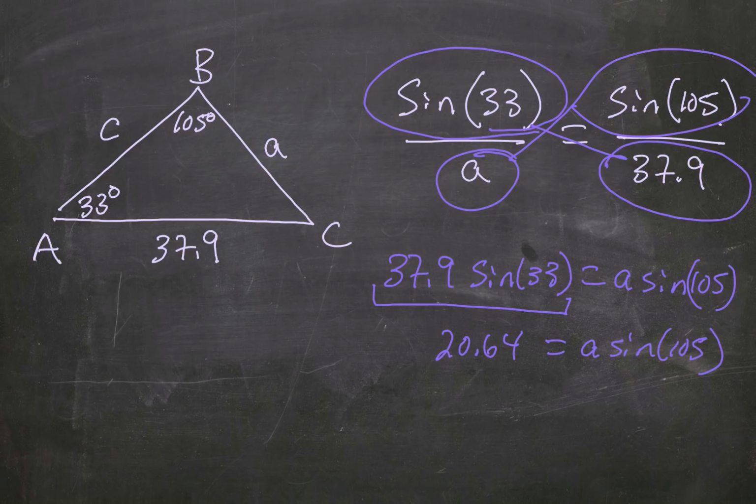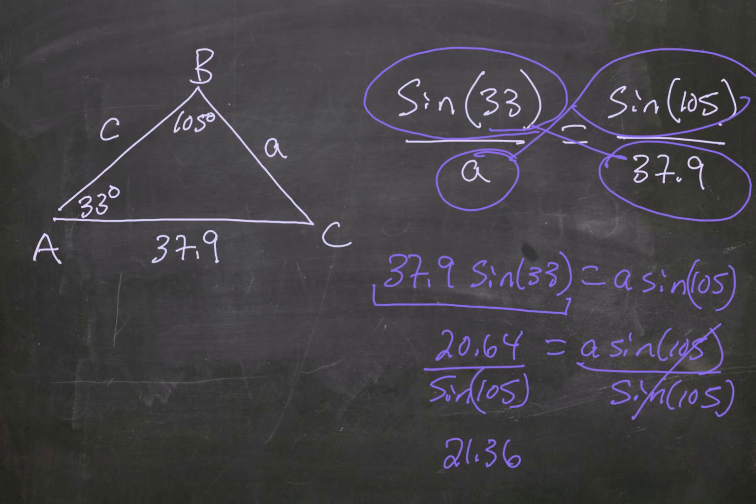Divide both sides by the sine of 105 now. Excuse me, my voice is squeaking a little bit. Sine of 105. Those guys cancel. And 20.64 divided by sine 105 gives me 21.36. That equals side A.